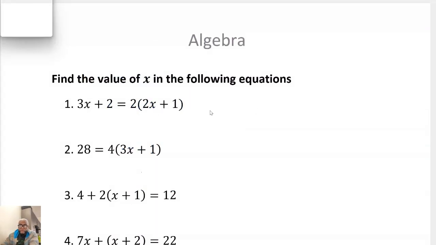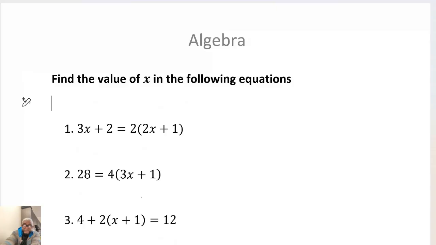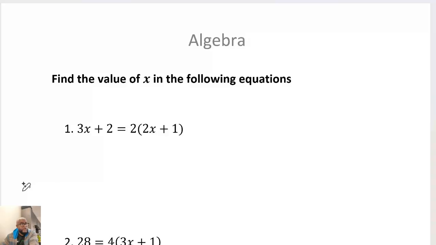So what I'm going to show you all is how to remove these brackets, right? Once we have to solve a question that involves brackets, mission number 1 is to get rid of the brackets. So the 2 that is in front of the bracket here, we need to multiply by every single term within. So 3x plus 2 is equal to what? 4x. 2 multiplied by 2x would be 4x, and then 2 multiplied by 1 would be 2, right?